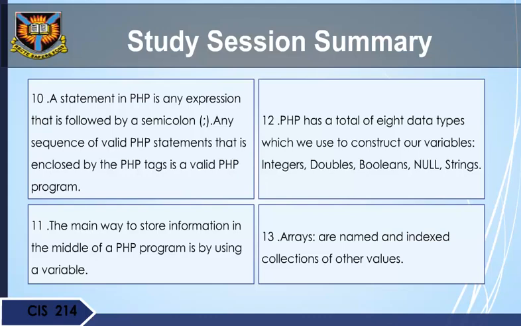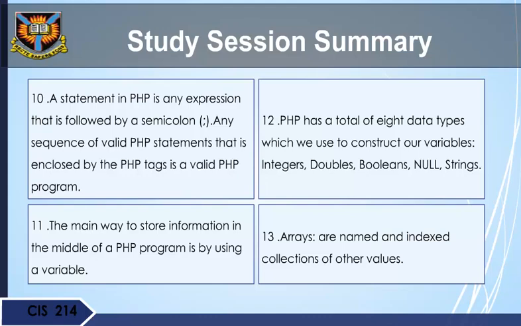10. A statement in PHP is any expression that is followed by a semicolon. Any sequence of valid PHP statements that is enclosed by the PHP tags is a valid PHP program. 11. The main way to store information in the middle of a PHP program is by using a variable. 12. PHP has a total of 8 data types which we use to construct our variables: integers, doubles, booleans, null, strings.